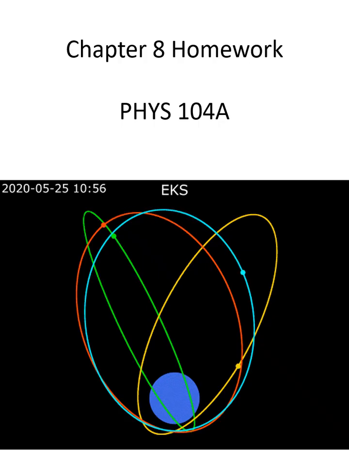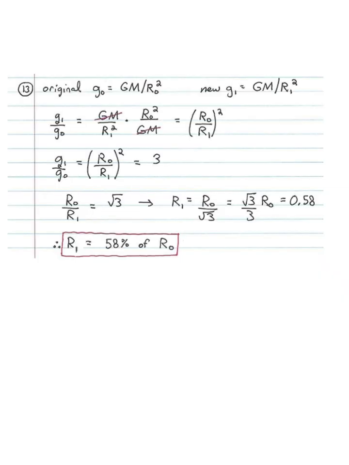Well, let's go on to the homework. Let's start with number 13. To what fraction of its current radius would Earth have to shrink with no change in mass for the gravitational acceleration at its surface to triple? So we're looking at this highly hypothetical example, but it helps us to think through the variables that are involved.